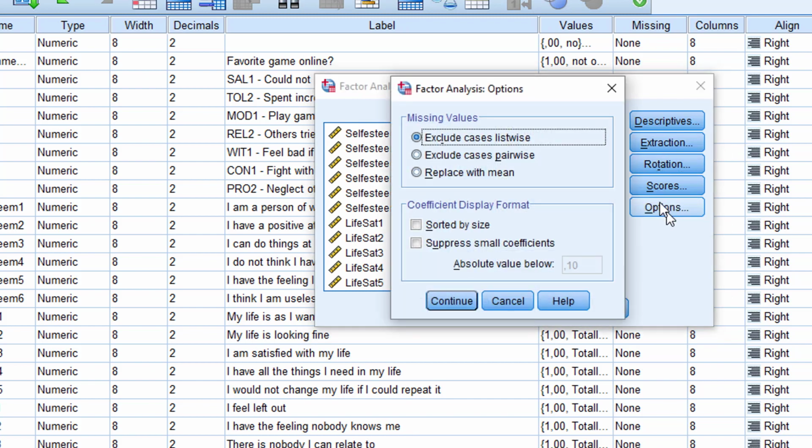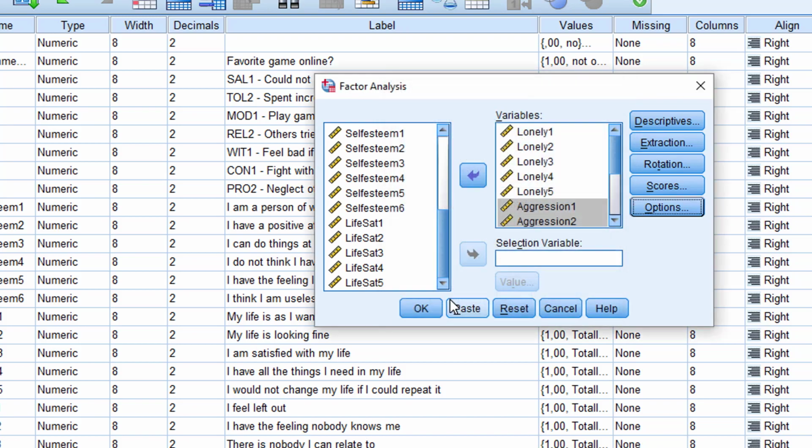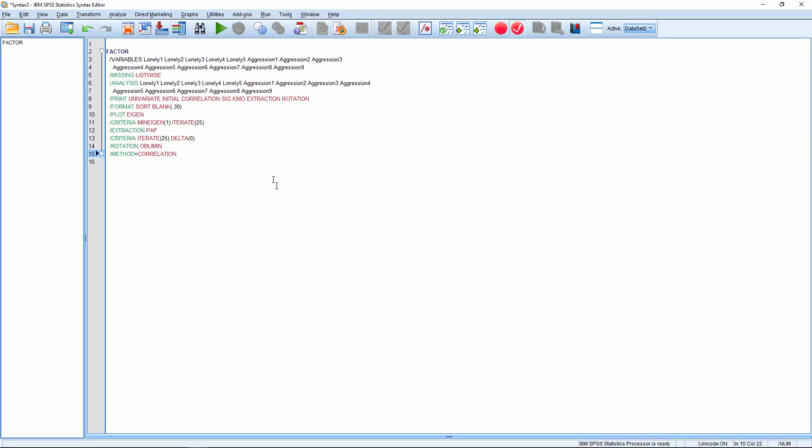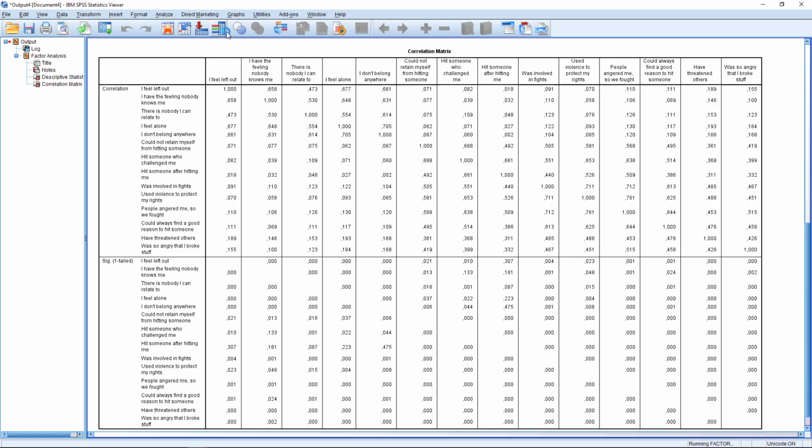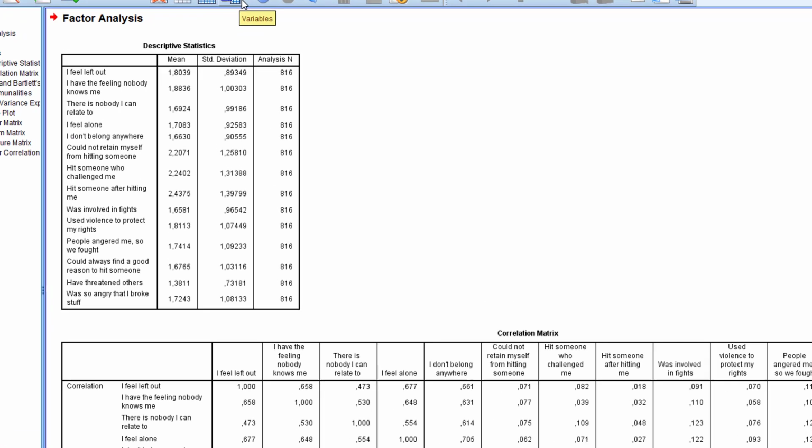And finally, I'm going to check my options. I want my factor loading sorted by size, and I want to suppress small coefficients below 0.30. A more conservative method would be to say below 0.40. I'm going to paste this and then run this syntax. And here's my factor analysis.